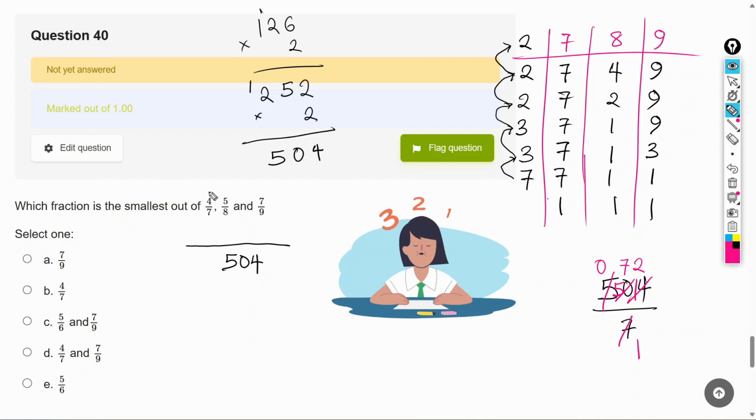And then we multiply 72 by our numerator, which is 4. So 72 times 4. 4 times 2 is 8. 4 times 7 is 28. So this is 288.